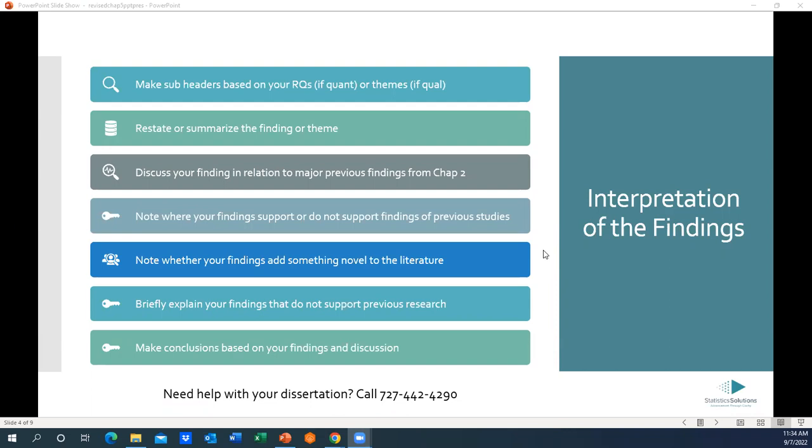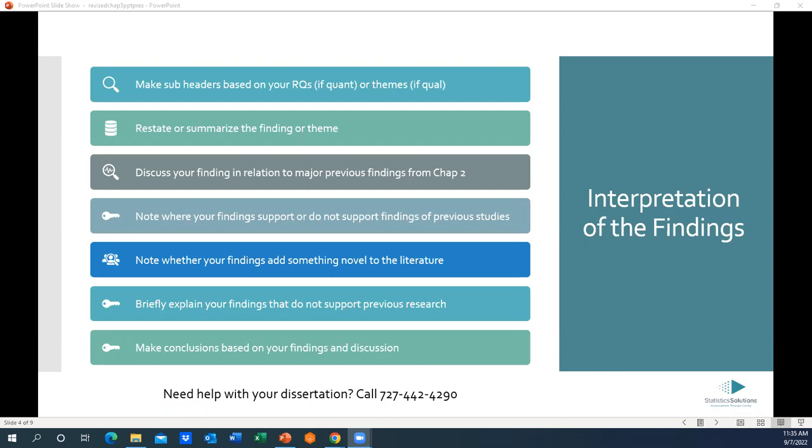Usually it's just material that should already be in your chapter 2. And yes, you do want to see whether your research aligns with that previous research or does not align with it. That answer your question? Okay. Any other questions? No. Okay. Everybody's good with the five.